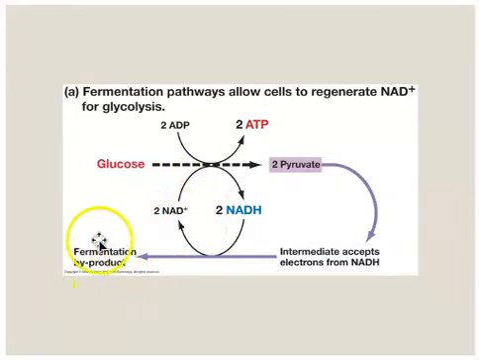Now, these fermentation byproducts really vary. It depends on the type of organism that is going through fermentation. In other words, there are different types of fermentation. The byproducts of fermentation tend to fall into one of two groups. They are typically acid products or alcohol products. In addition, some fermentation pathways also liberate gases.